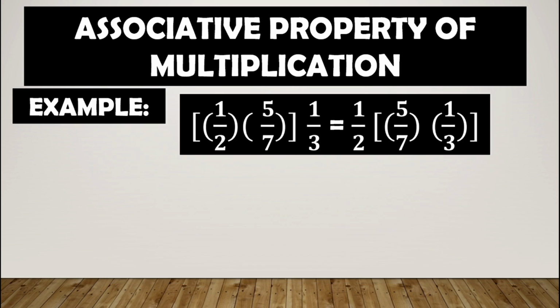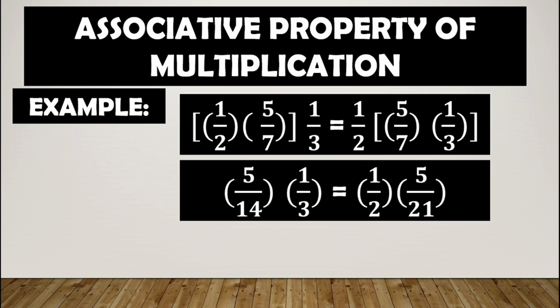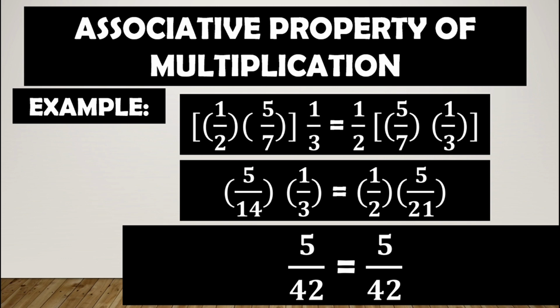Another example. The quantity of 1/2 times 5/7, times 1/3, is equal to 1/2 times the quantity 5/7 times 1/3. Here, simplifying 1/2 and 5/7, the product is 5/14. Then we copy 1/3, equals, we copy 1/2 times 5/21, which is the product when we simplify 5/7 and 1/3. So to simplify, 5/42 is the result when we get the product of 5/14 times 1/3. So 5/42 is also the product when we multiply 1/2 and 5/21.